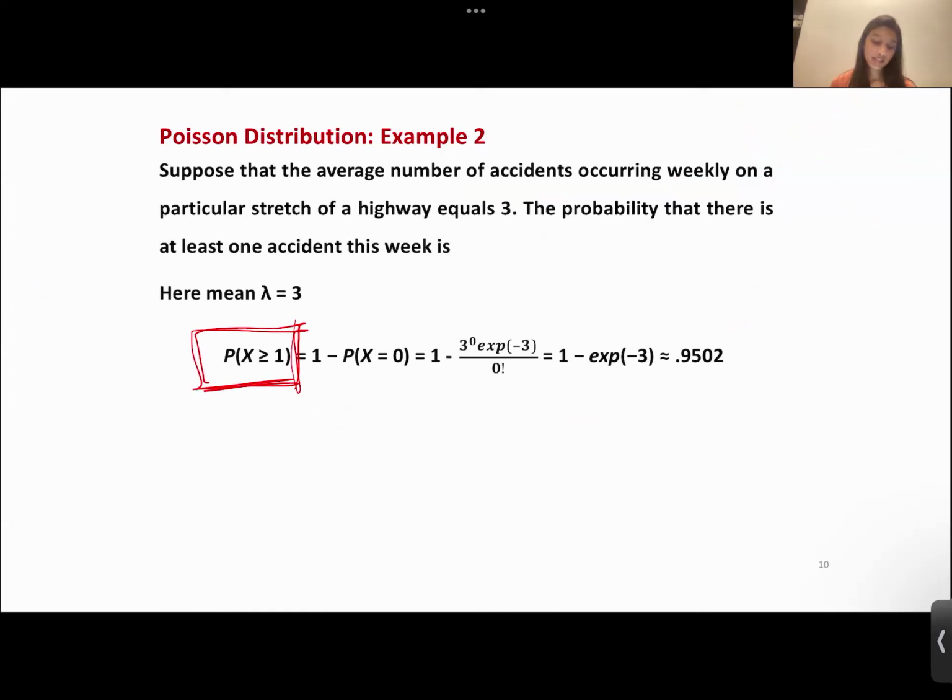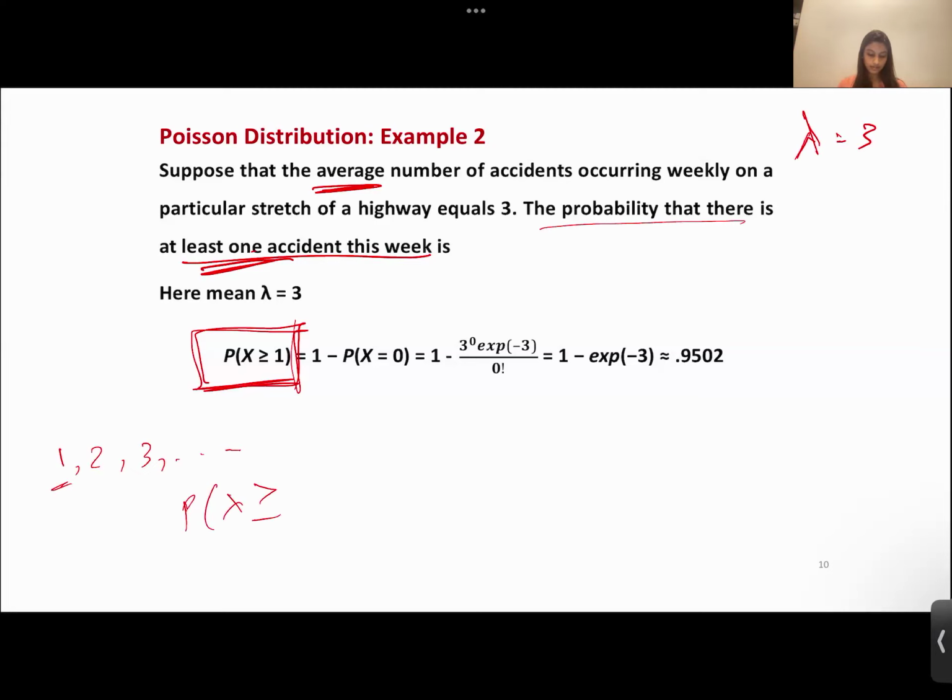instances. Suppose the average number of accidents occurring weekly on a particular stretch of highway is 3. We know the average is the mean, which is lambda, so lambda is 3 here. You need to find the probability that there is at least one accident in this week. What does at least mean? At least one means 1, 2, 3, anything above 1. So this is given by P of x greater than or equal to 1.